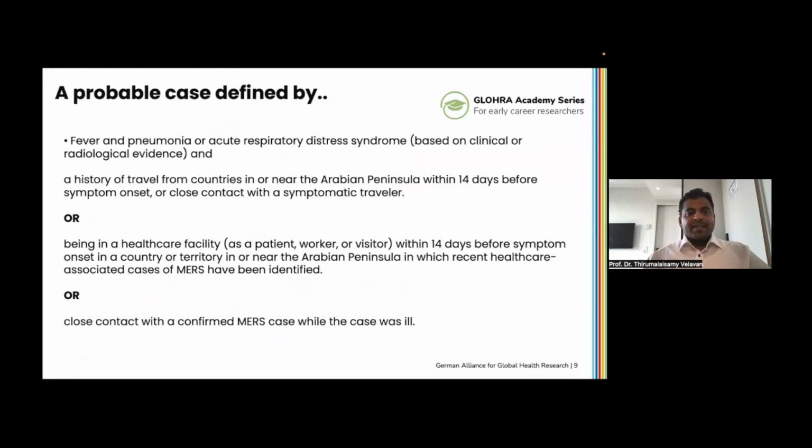A probable case is defined by a fever, followed by a pneumonia, or a history of travel from the Arabian Peninsula within 14 days before symptom onset, or a close contact with a symptomatic traveler, or a close contact with a confirmed MERS case while the case was ill. This is how a case definition is.